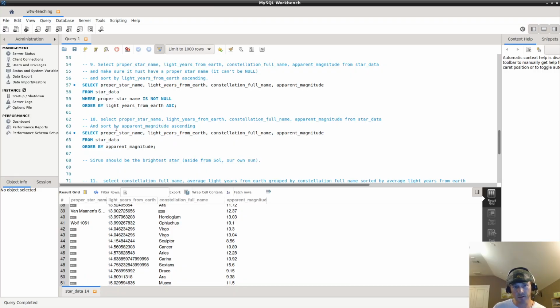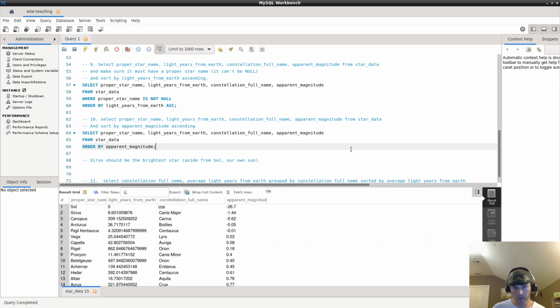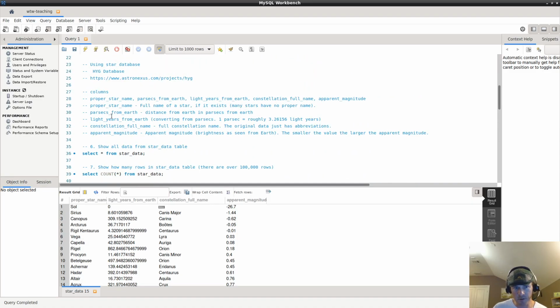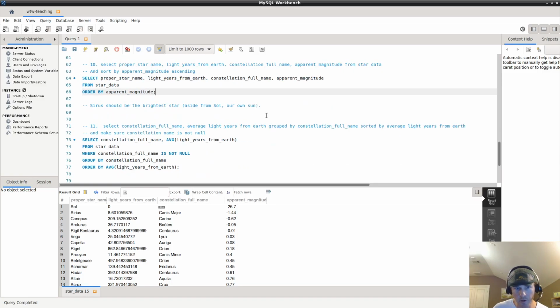Now let's do this. Let's sort by apparent magnitude ascending. So what this means is we're going to sort by the brightest stars as seen from Earth. And again, the apparent magnitude is brightness as seen from Earth. So the brightest star, of course, is our own Sol, our own sun.